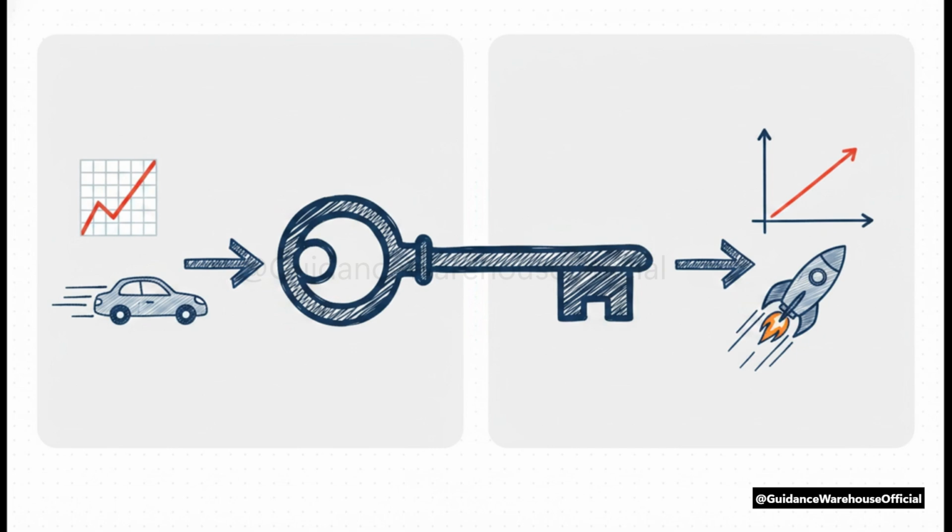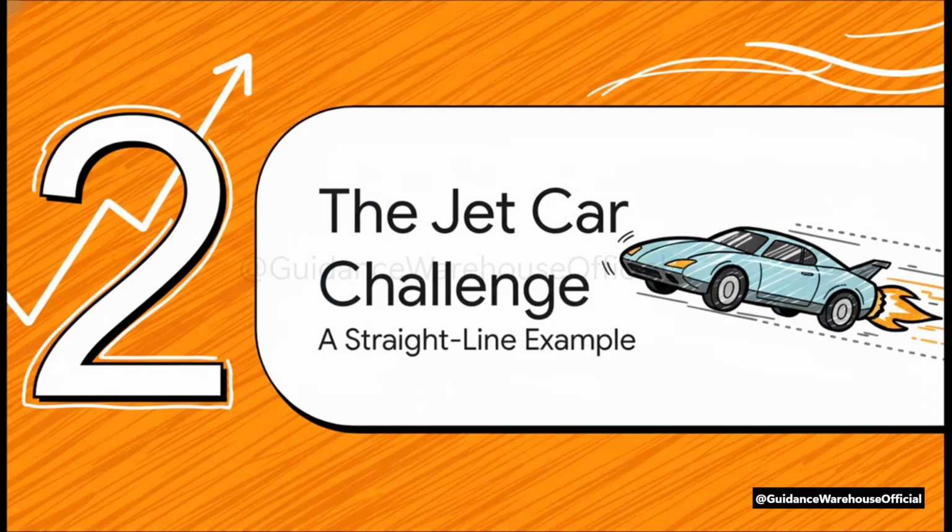So on a position versus time graph, the slope is the velocity. And using that same exact logic, if you have a velocity versus time graph, the slope is the acceleration. This one idea is your key. All right, enough with the theory. Let's put this new tool to the test. It's one thing to talk about it, but it's another thing to actually use it.